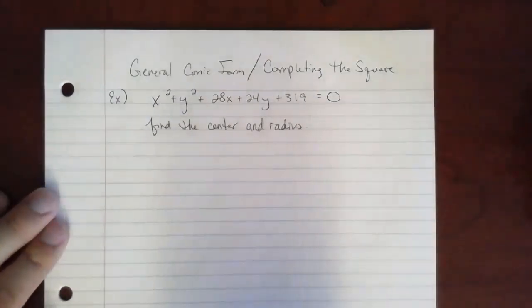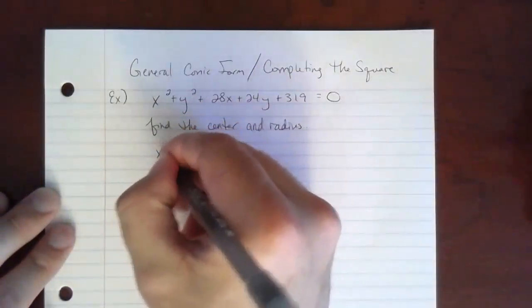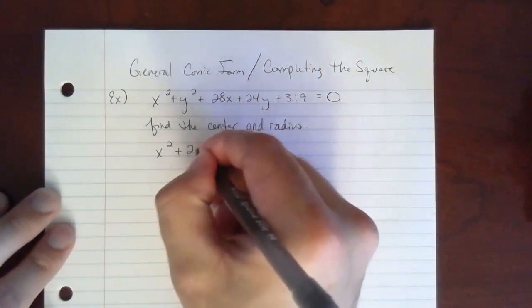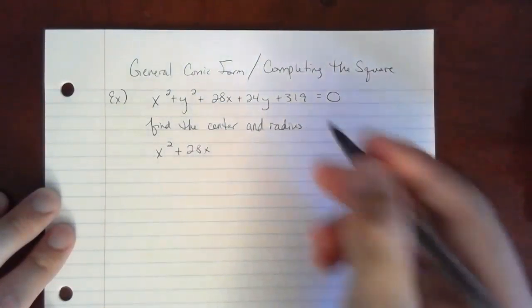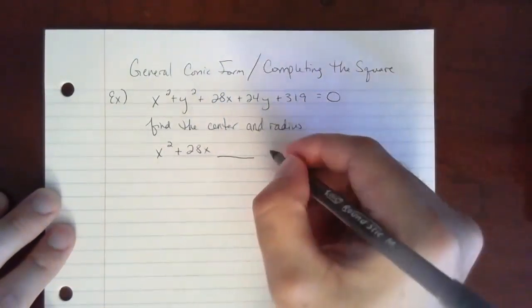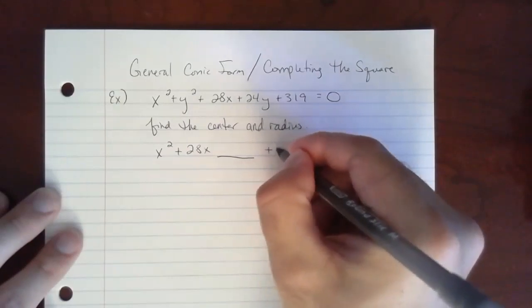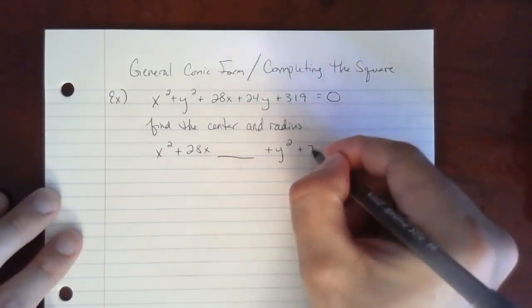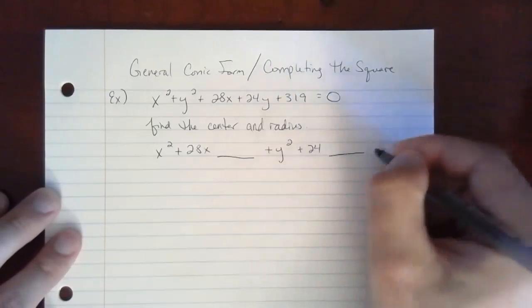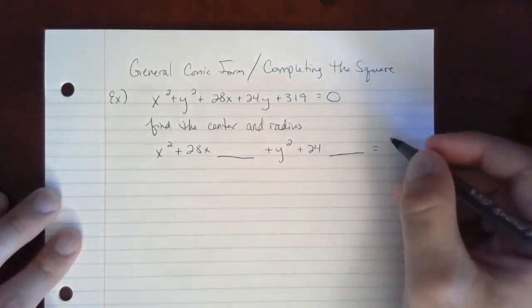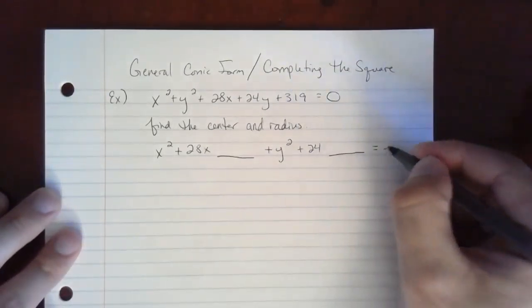The very first step you want to follow, your step one, is always going to be to pair up your x term with its x squared term. I usually leave a little space there. I'll pair up my y terms, my y squared and my 24y here, leave a little space there as well. And then I move my constant. Now here it's positive, so I'm going to subtract it from both sides.